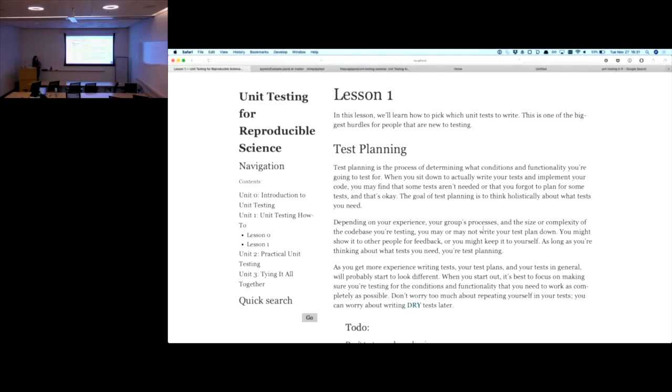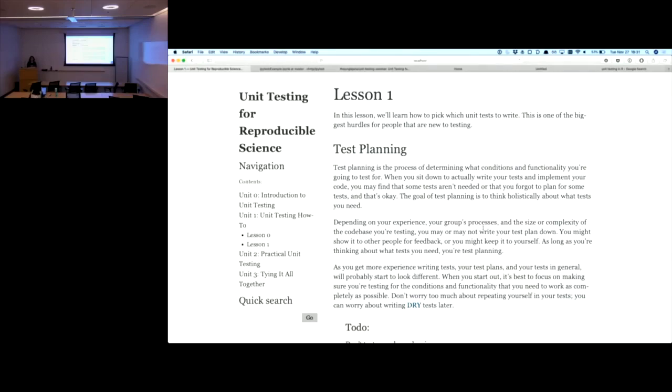These two, both test planning and test coverage, are getting at the question of what tests should I write? What tests do I need? And as I said to a couple of you while moving around the room, this is actually the hard part of unit testing. This is also the really creative part of unit testing. This is also the really fun part of unit testing. Test planning is the process of determining what conditions and functionality you're going to test for.